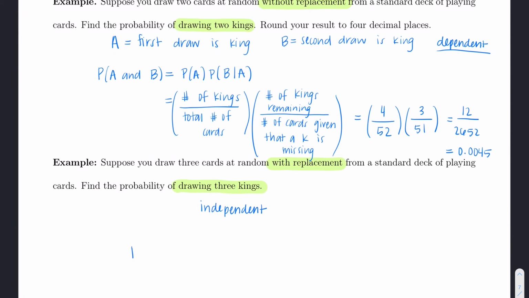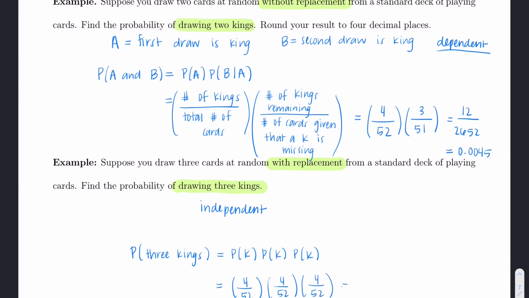When I find the probability of having 3 kings, I can just find the probability of pulling a king 3 times and multiply them. Each of these probabilities is 4 over 52. And when we do that, we get 0.000455.